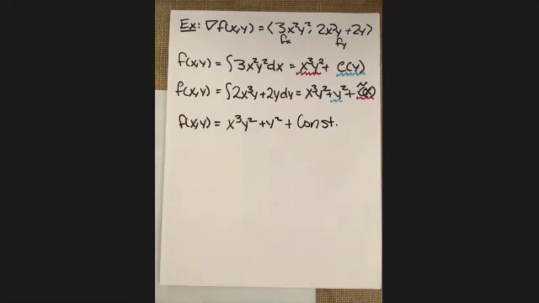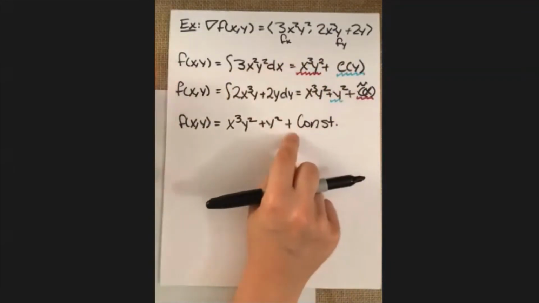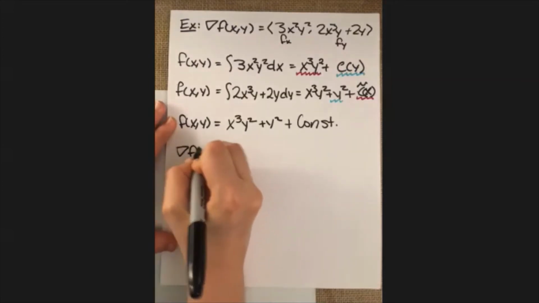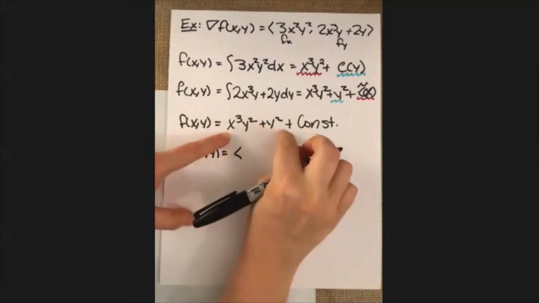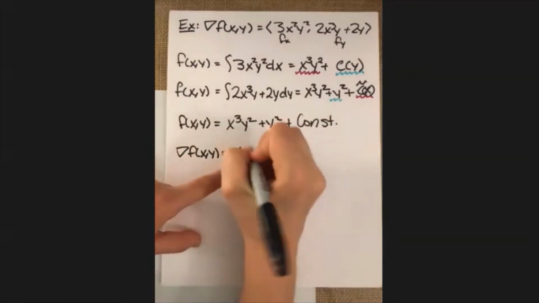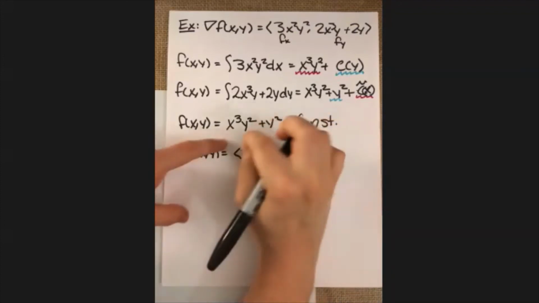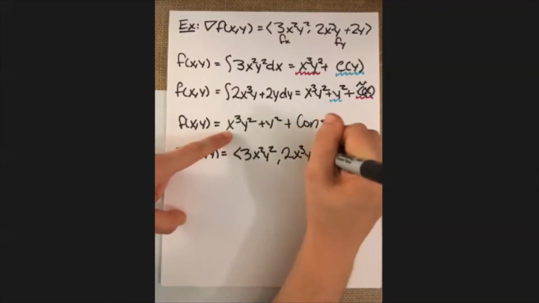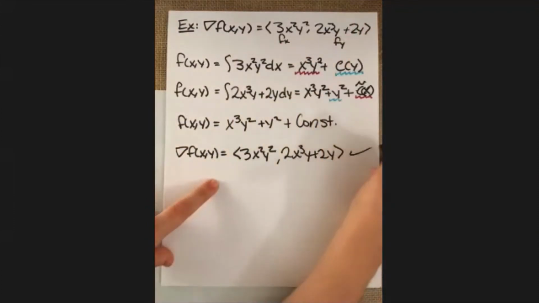And once again, and actually I really highly encourage it when you're working with these that have a lot of different pieces to it like this, we can take the gradient to be able to check. So if we look at the gradient of f(x, y), the derivative with respect to x is just going to give me 3x squared y squared. And derivative with respect to y is going to give me 2x cubed y plus 2y. And this is exactly the same as what we started with, so we are good to go.